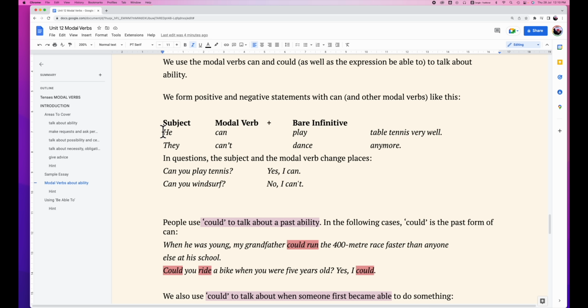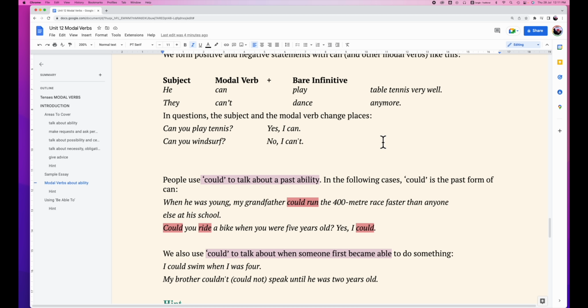And for he, she, it, or either I, you, they, the modal verbs can and can't have no change. And after these modal verbs, we apply a bare infinitive. That means the word play and the word dance will have no s, no ed, and no es. They can't dance anymore. Pretty straightforward.